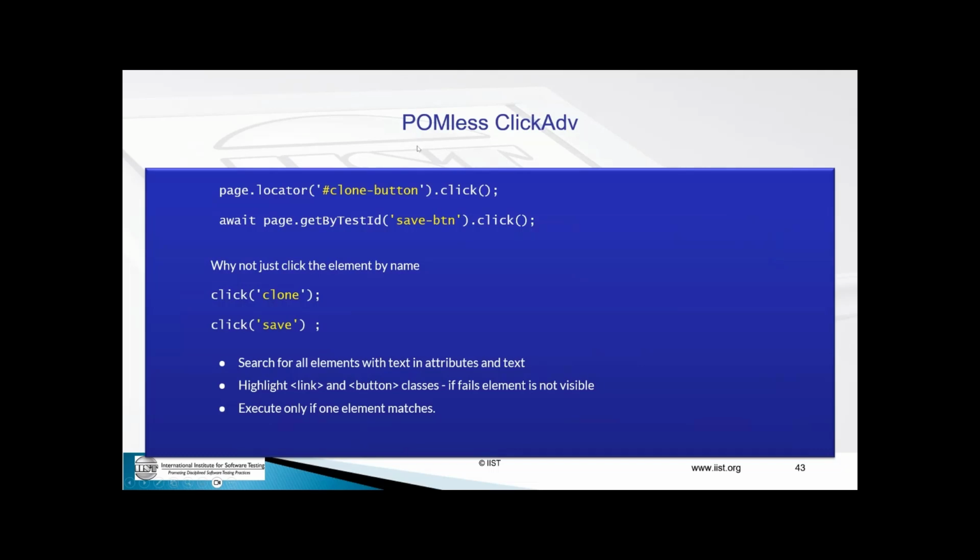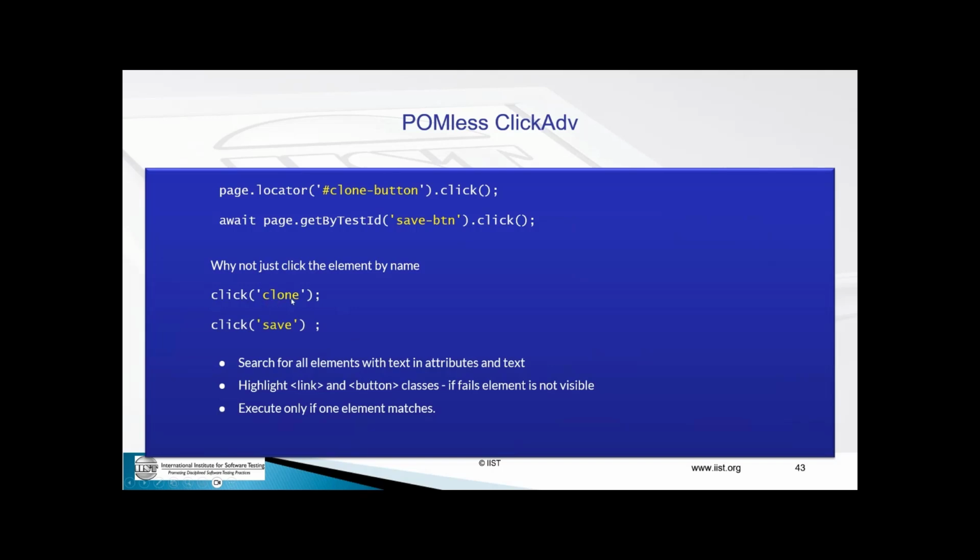Now we figured out how to do all those clever things. You might want to do palmless click advance. So why click on a clone or save button like this? There's a clone button in our ID, or the save button in the ID of the text. Why do that when you could maybe just say click advanced clone, click advanced save? Well, because we've already got that ability, we just kind of described it in the function above.